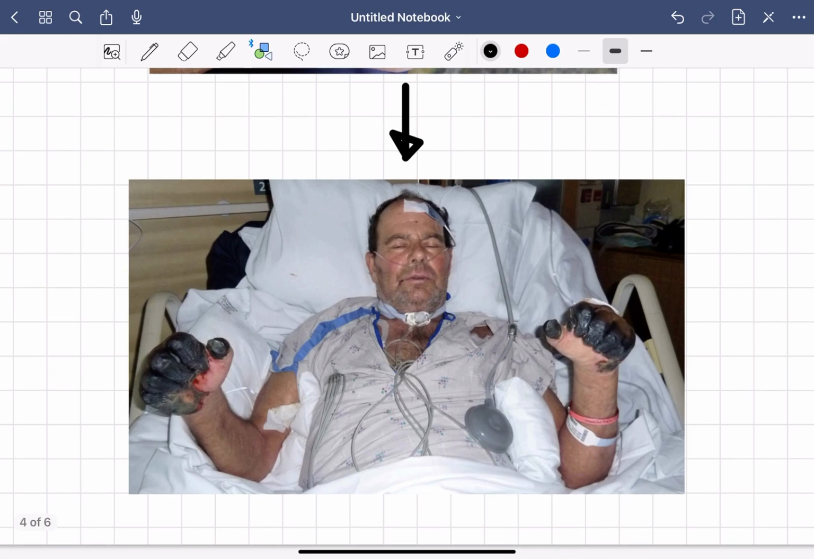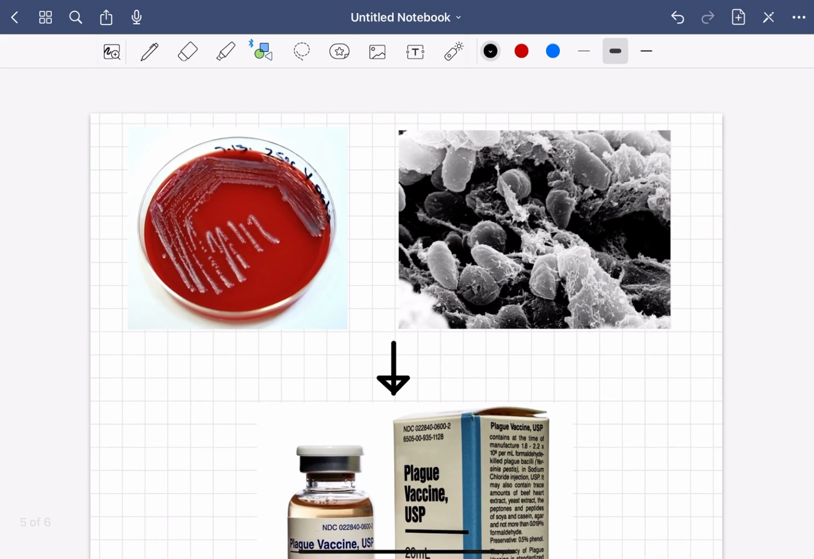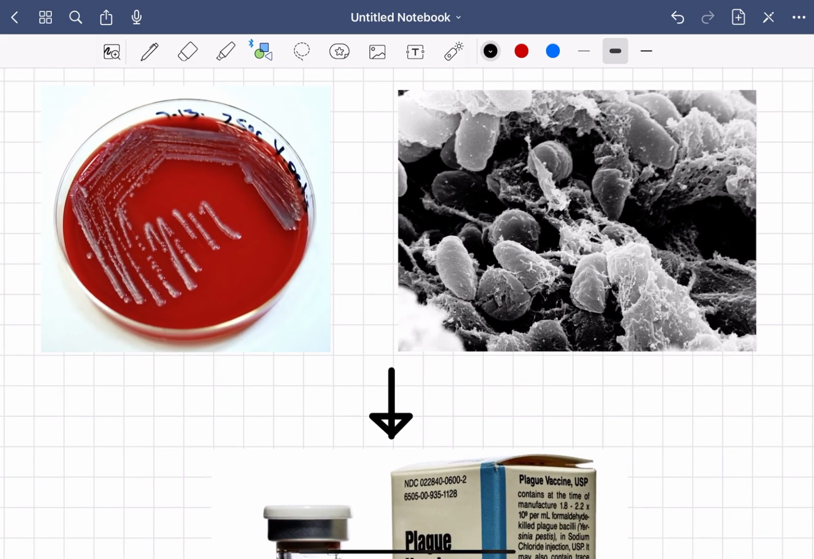Then down here is a picture of a patient with bubonic plague, and as you can see, it does not look very good at all. On the top, we have a picture of the plague in a petri dish, and on the right hand side there is an electron microscopic picture of the plague.